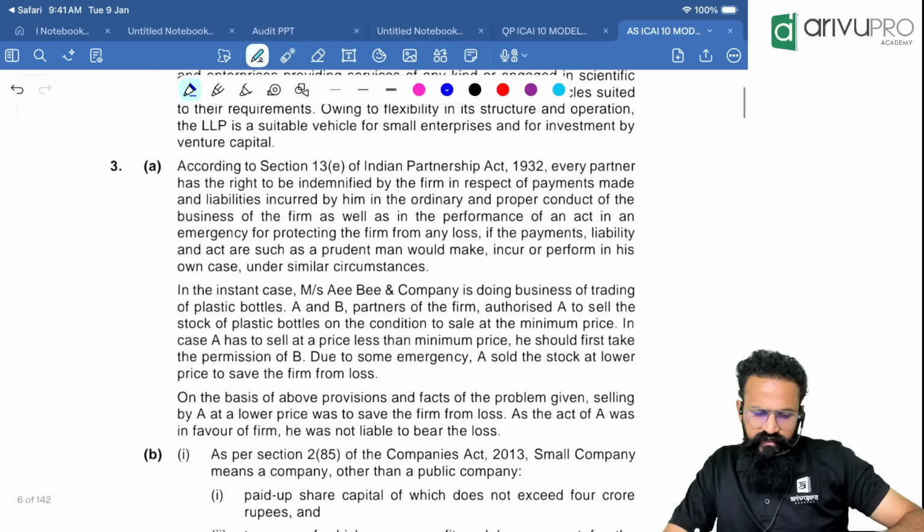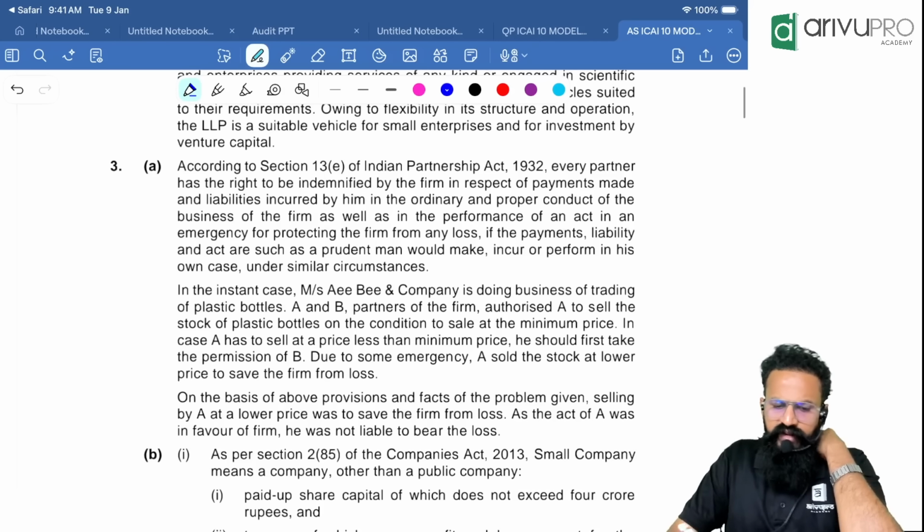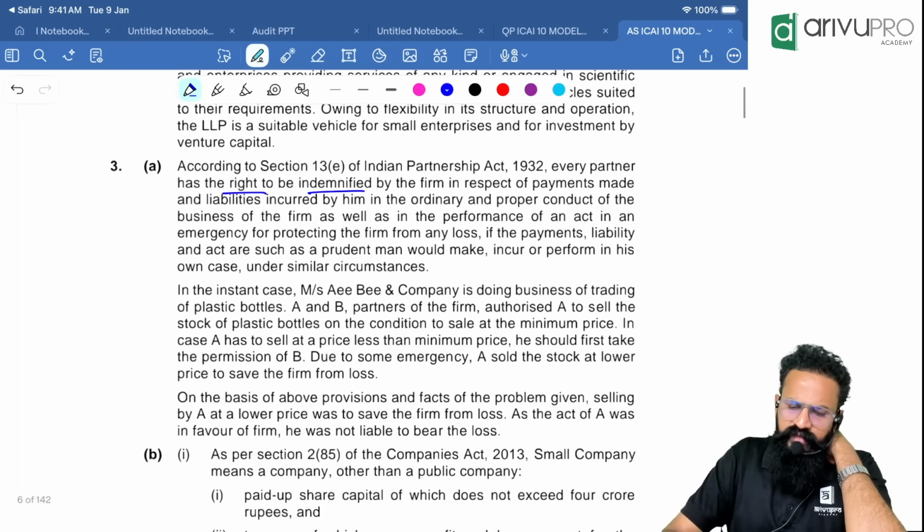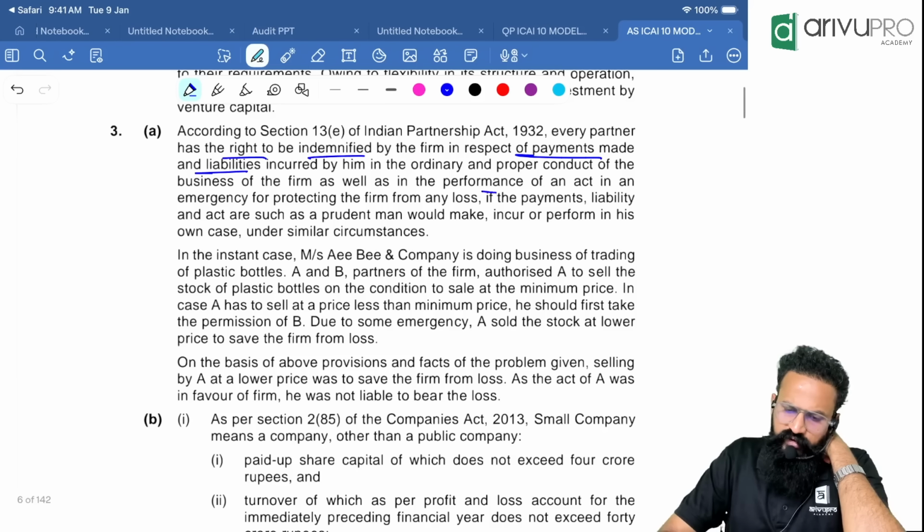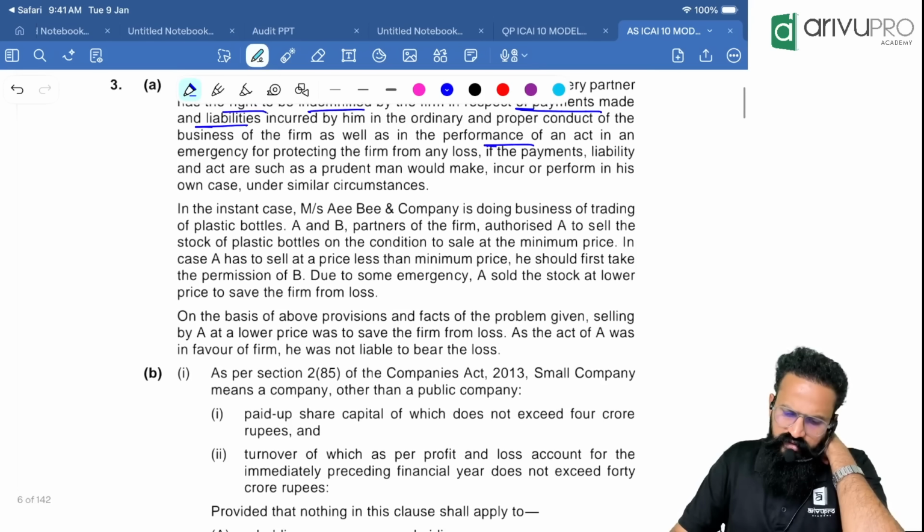That is what is given now. Every partner has a right to be indemnified by the firm in respect of payments made and liabilities incurred in the performance of an act.